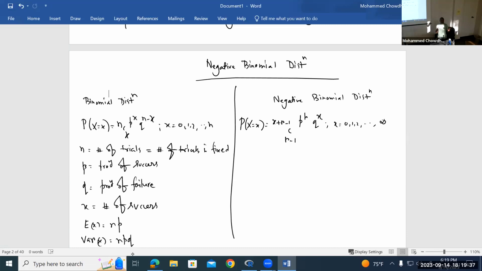Okay. Take a look at what I am writing. So now here x equals what? The number of failures. Are you understanding? The first equation, this one? Yes. X plus r minus 1, C r minus 1. Professor, the probability is X equals what? Here? Yes, that is small x.